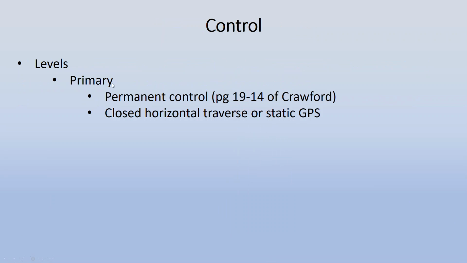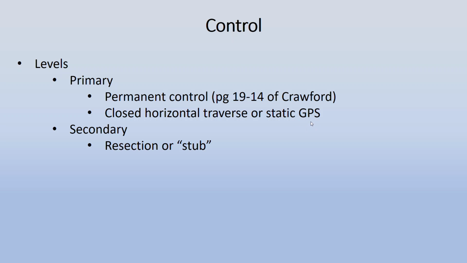Generally, you're only establishing primary control through closed horizontal traverses, so a closed loop, or you're using static methods for GPS, which are slower and not as immediate as the results from real-time kinematic, but generally they're better.